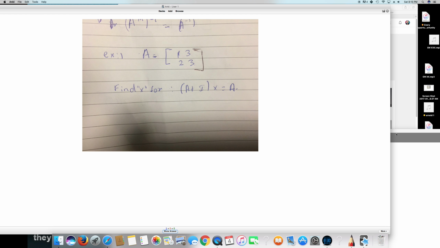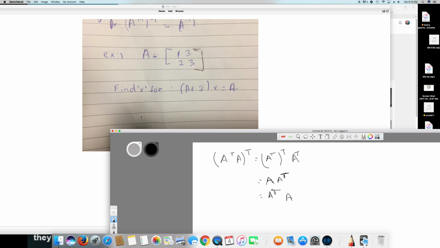They have provided the A value right here. A is equal to 1 3 2 3. They have provided the A value, so they're asking for the X. So to find the X, we have to do what? A plus I, I mean identity.